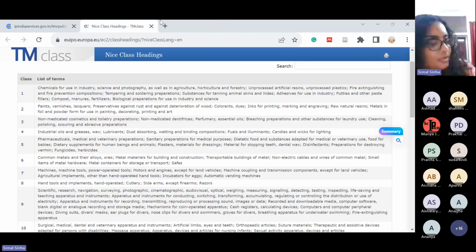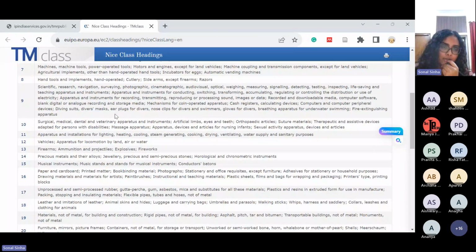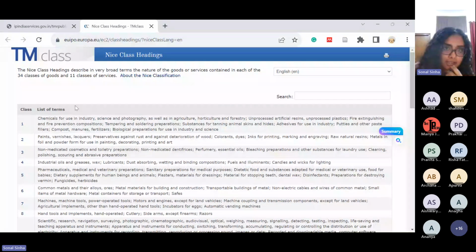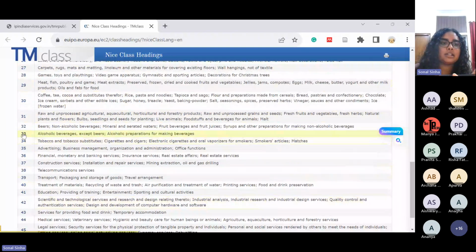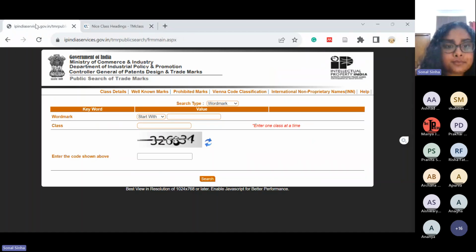Okay, great. So the first one is Noir for wines, right? So this is one tool that you all can go have a look at. This is TM Class, and they have these headings which are very handy. When it comes to liquor, there are two classes, 32 and 33. The primary class over here will be 33, alcoholic beverages except beers. But then again, we also need to keep in mind the ancillary class, which would be 32. So we'll start with class 33.